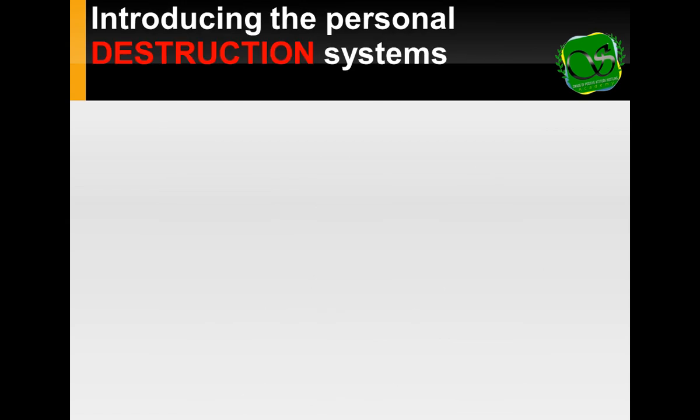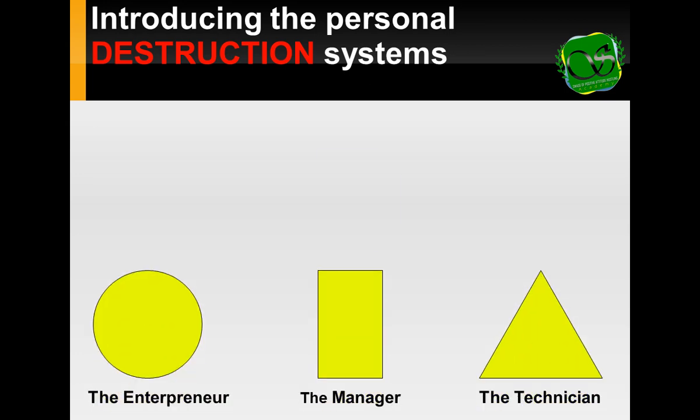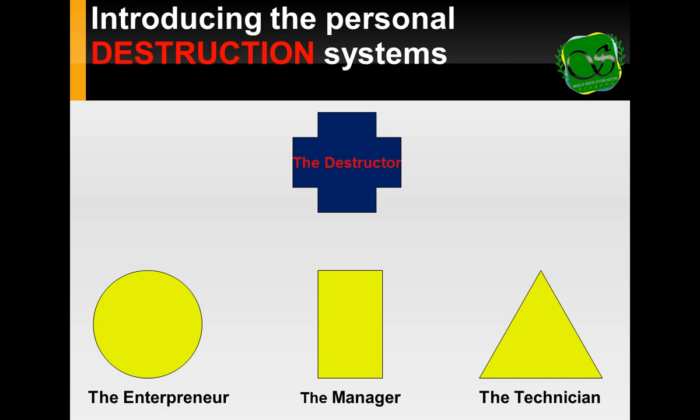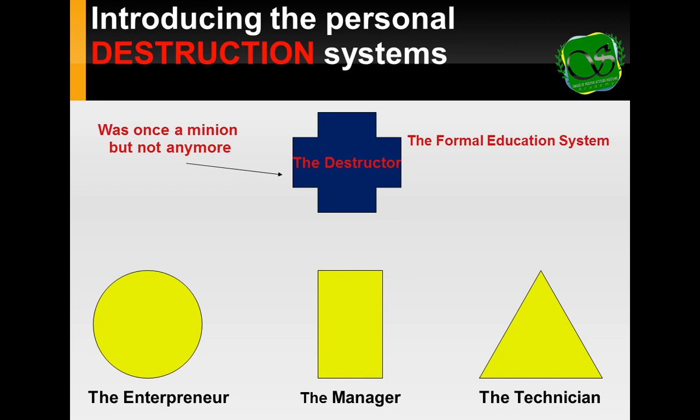So this is what happens. Let me introduce to you the destruction system. I call it the personal destruction system, which kills our personalities and our qualities. So we put the destructor there. This guy was once a minion, but is no longer a minion, because he went through the destruction system, then he came out just like that guy. So what causes this? The destruction system can come in a form of the formal education system, can come in a form of the religious belief system, can come in the form of the government political system.